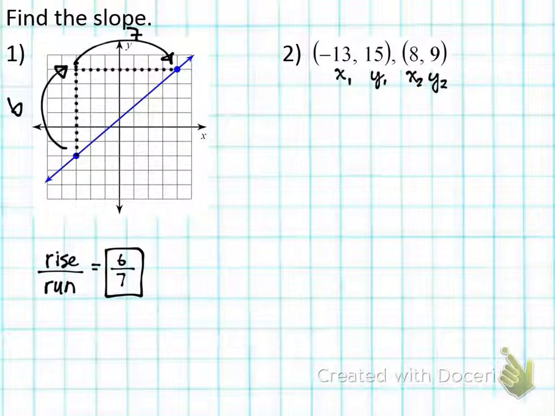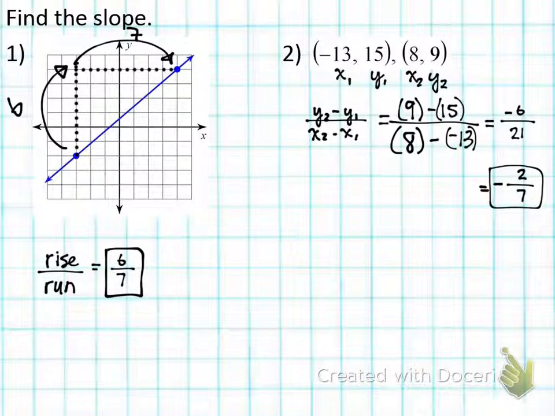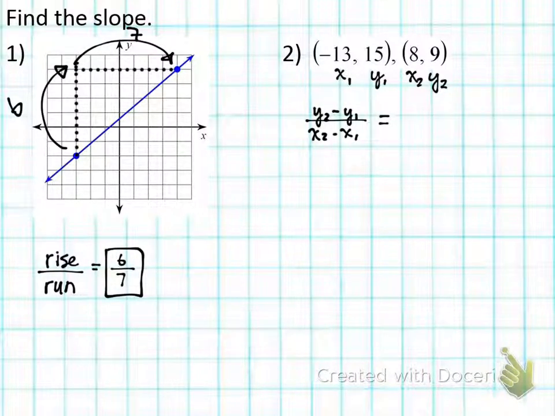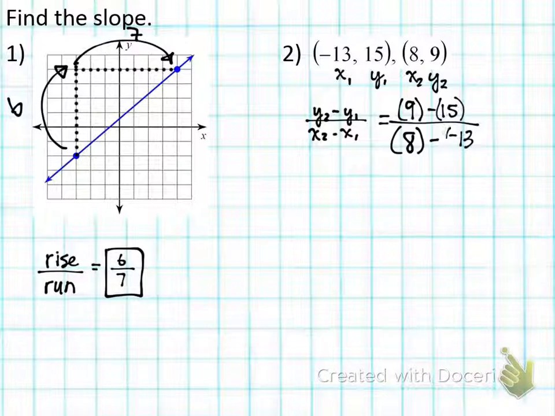Now I'm going to plug these into the formula. I'm going to rewrite the formula here. y2 minus y1 over x2 minus x1. And then I'm going to plug these numbers in with parentheses. Look up here. So y2 is 9. So watch what I do. I'm going to put 9 into parentheses and subtract y1, which is 15. Put that into parentheses. Then we have x2 is 8. We put that into parentheses. And we subtract negative 13. Put that into parentheses. Okay, does that make sense so far?